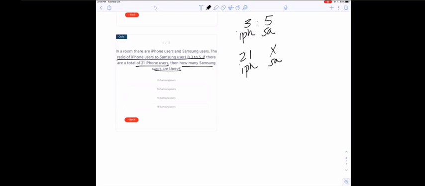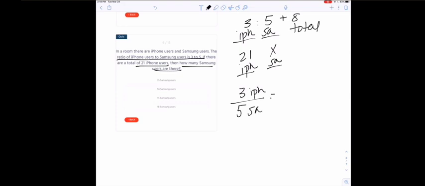It says, in a room there are iPhone users and Samsung users. The ratio of iPhone users to Samsung users is 3 to 5. So 3 iPhone, 5 Samsung. If there are a total of 21 iPhone users, how many Samsungs are there? Okay, if we add this, it gives us 8 total, but it looks like we're not going to use the total for this one because it's iPhone, iPhone, Samsung, Samsung.